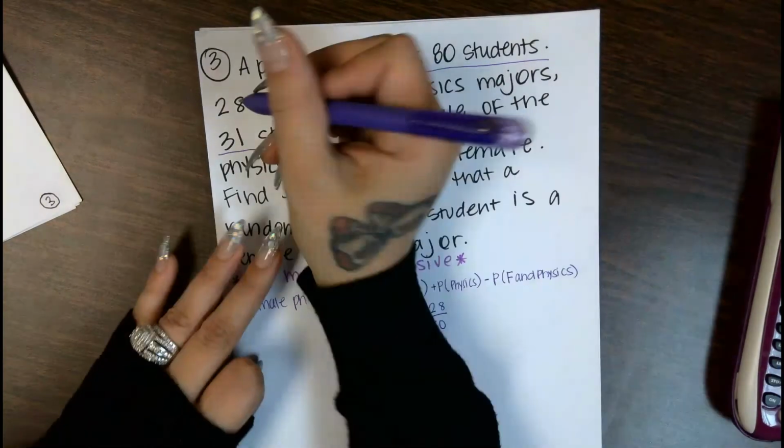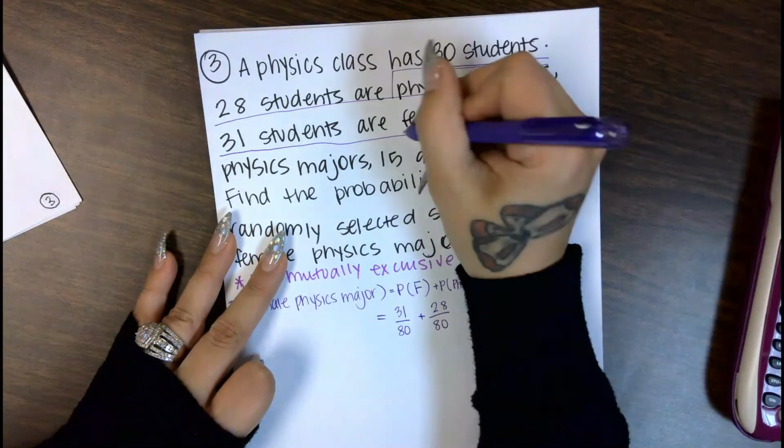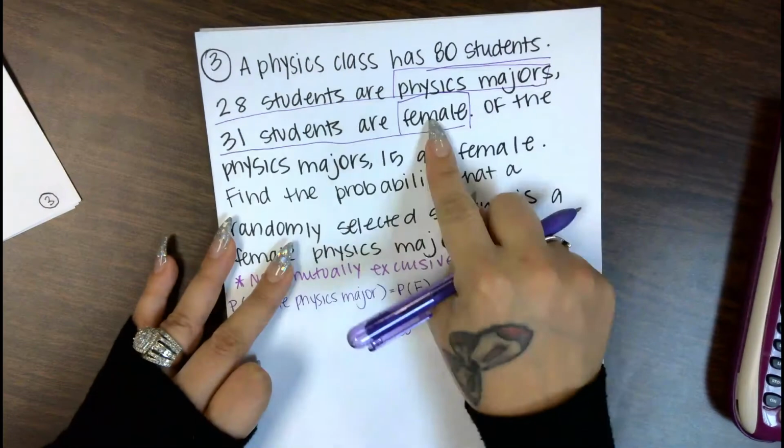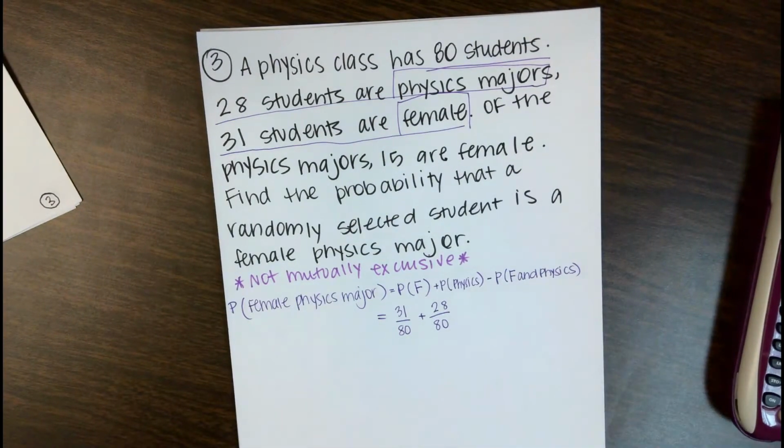So here's where I got that, physics majors. Female. All right, 31 females, 28 physics majors. Okay. Now it says of the physics majors, 15 are female. That's just another way of saying that it satisfied both events, right? It's here and here at the same time.